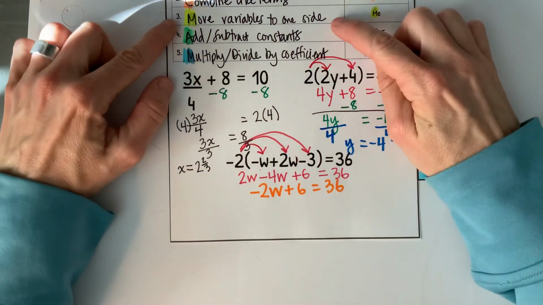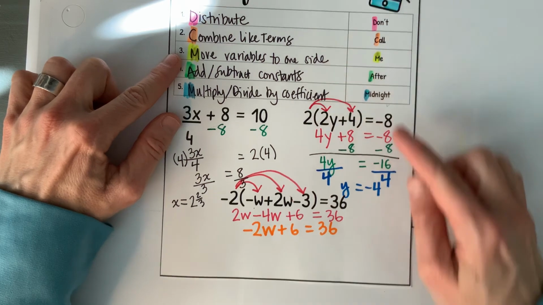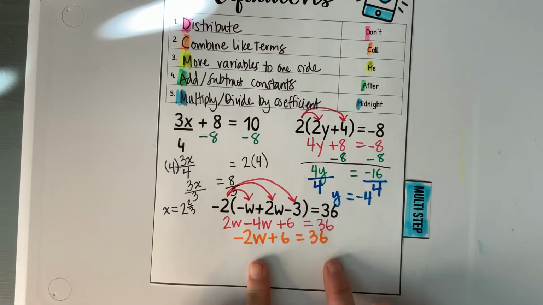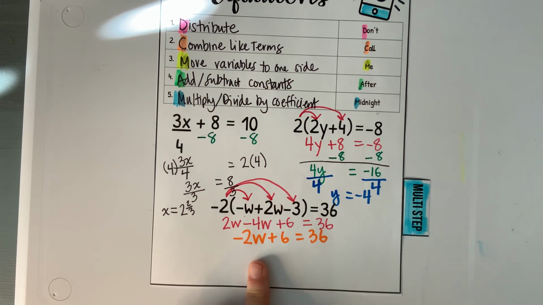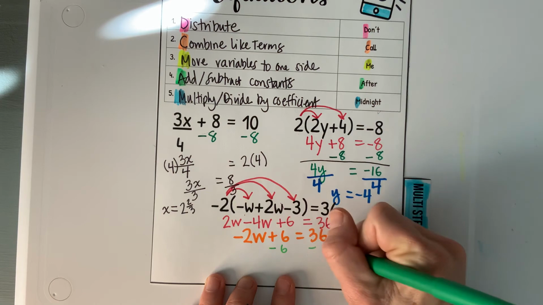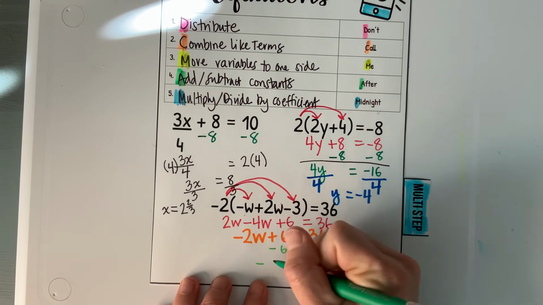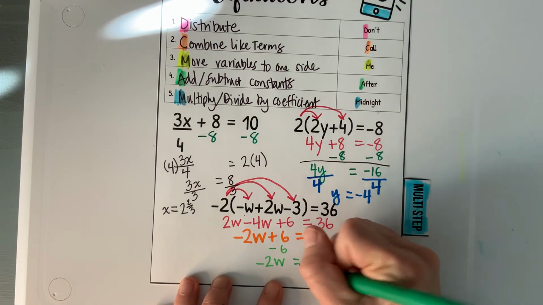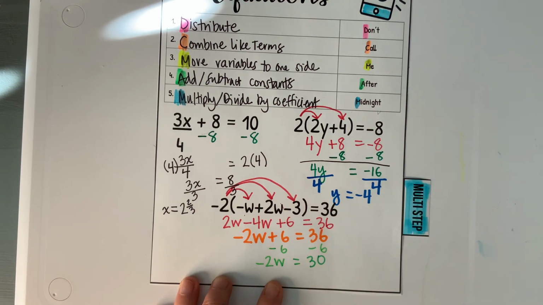Okay, now I'm going to move my variables to one side. Well, it looks like I already have all my variables on one side. My w's are all over here, nothing over there. So I'm going to add and subtract my constants. So I'm going to subtract 6 and subtract 6. So I have negative 2w, this term gets eliminated, equals 30.